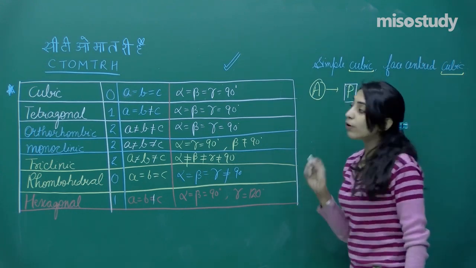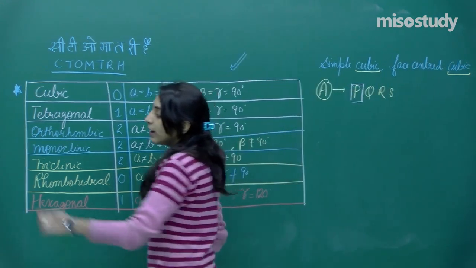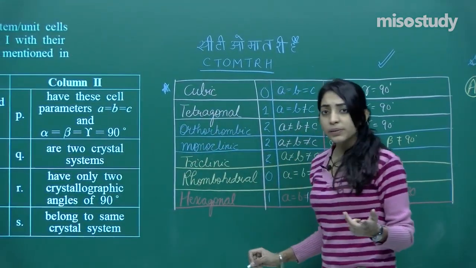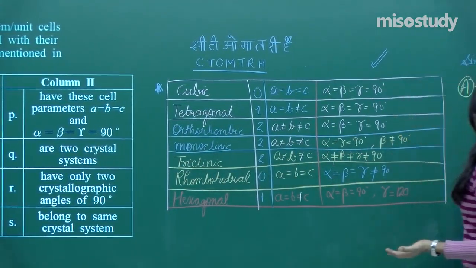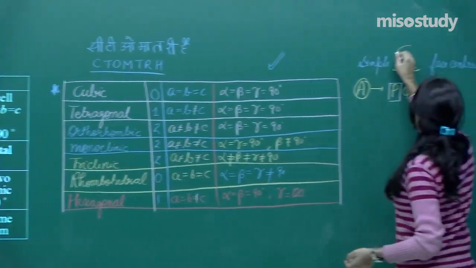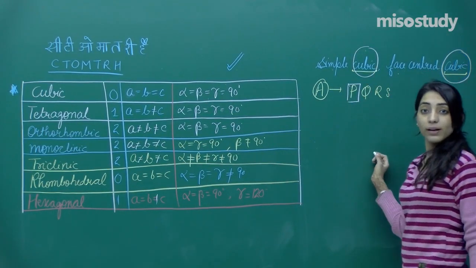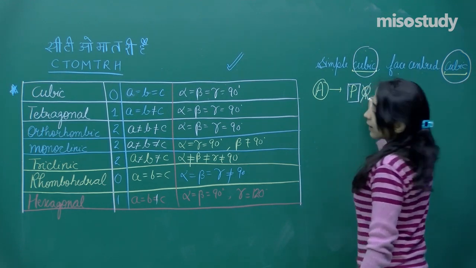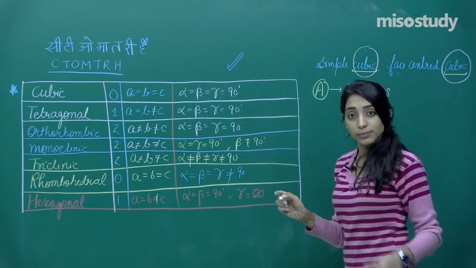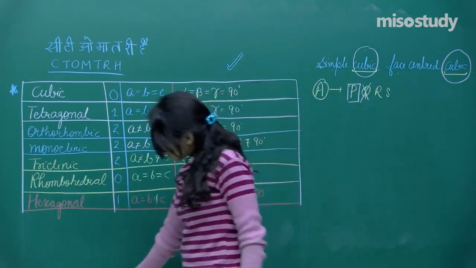Okay? Moving on to option number Q. These are two crystal systems. No, this is the same, no. Simple cubic, the crystal system is cubic. Face-centered cubic, the crystal system is again cubic, right? So Q is not the correct option. They are not different crystal systems, they are the same crystal system.